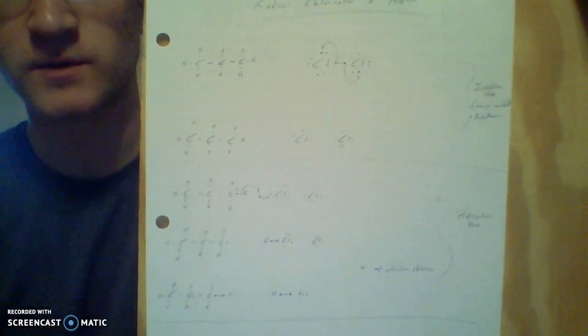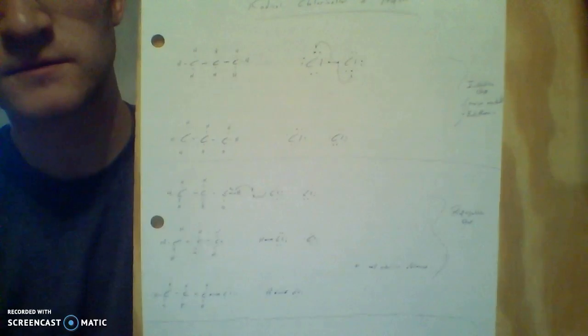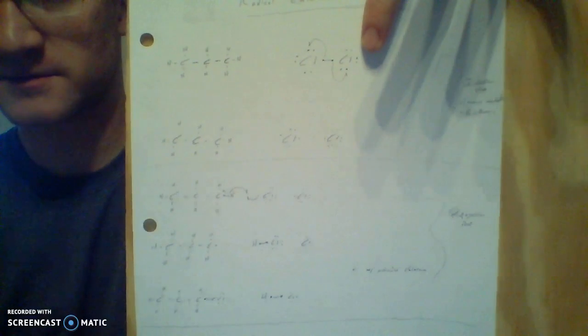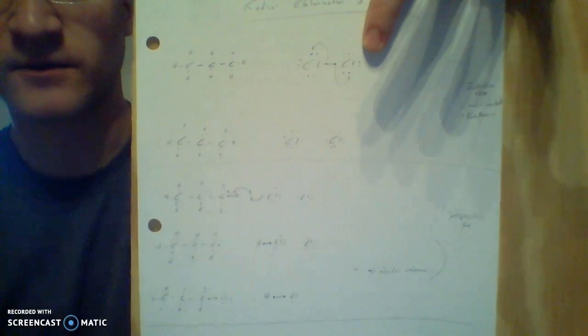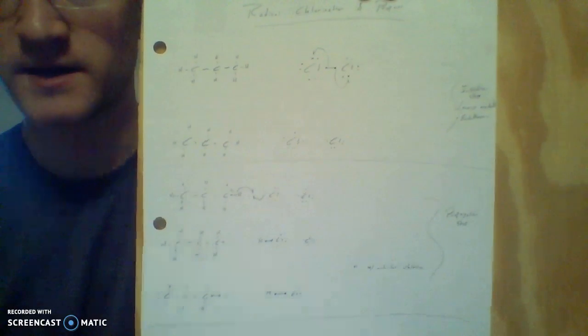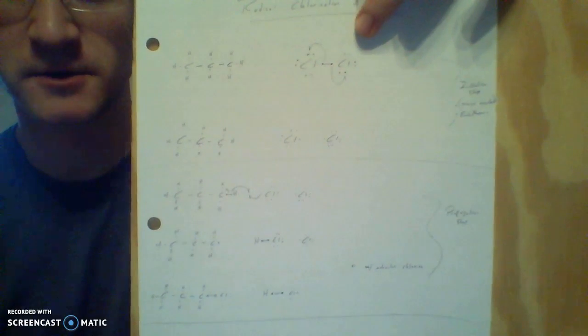So to start with, we have propane, which is right here, this carbon chain. And then we have molecular chlorine, which is right here. There's two chlorines right there. And the only way that this reaction will work is if we add heat or light, and that's what's going to break the bonds of these molecular chlorine molecules.